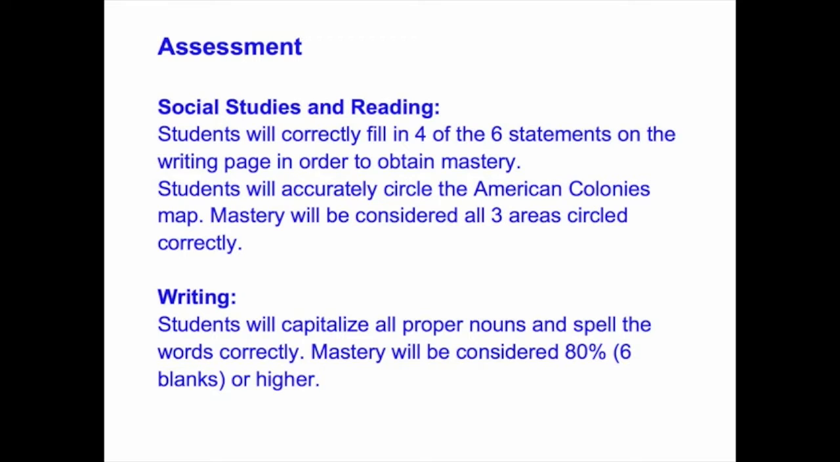For assessing this lesson in social studies and reading, students will correctly fill in 4 of the 6 statements on the writing page in order to obtain mastery. Students will accurately circle the American colonies map. Mastery will be considered all 3 areas circled correctly. And in writing, students will capitalize all proper nouns and spell the words correctly. Mastery will be considered 80%, which is 6 blanks or higher.